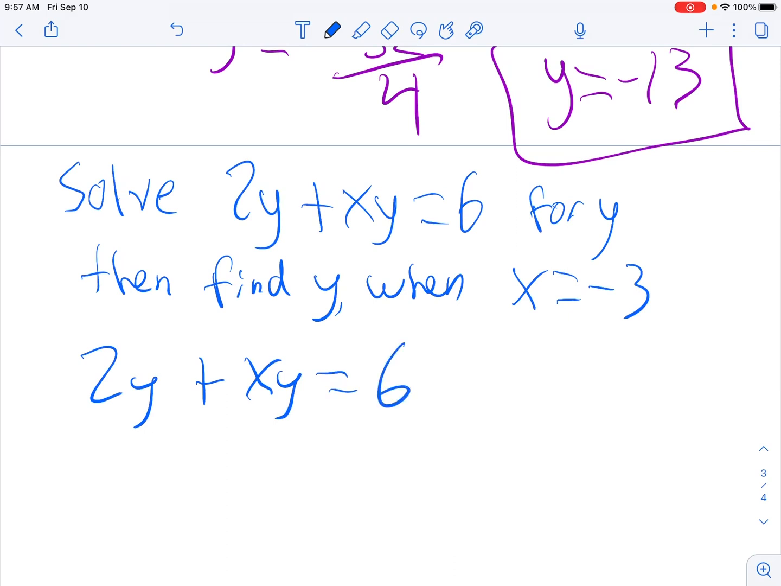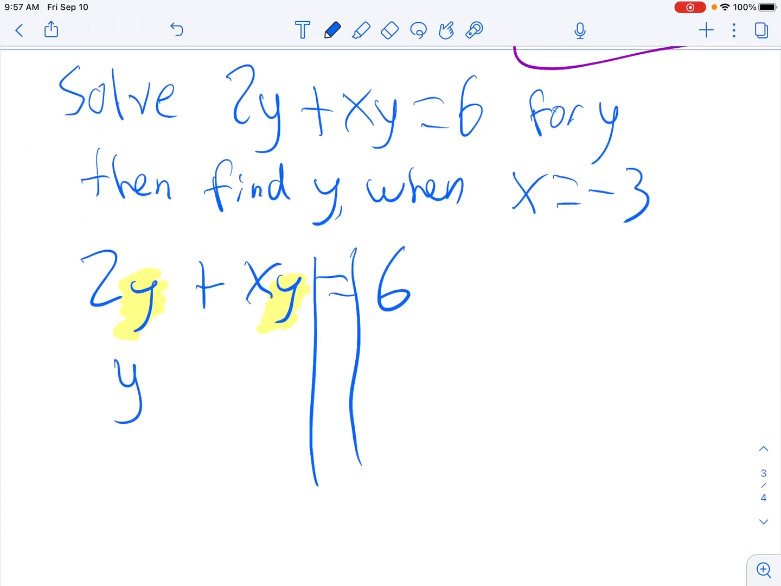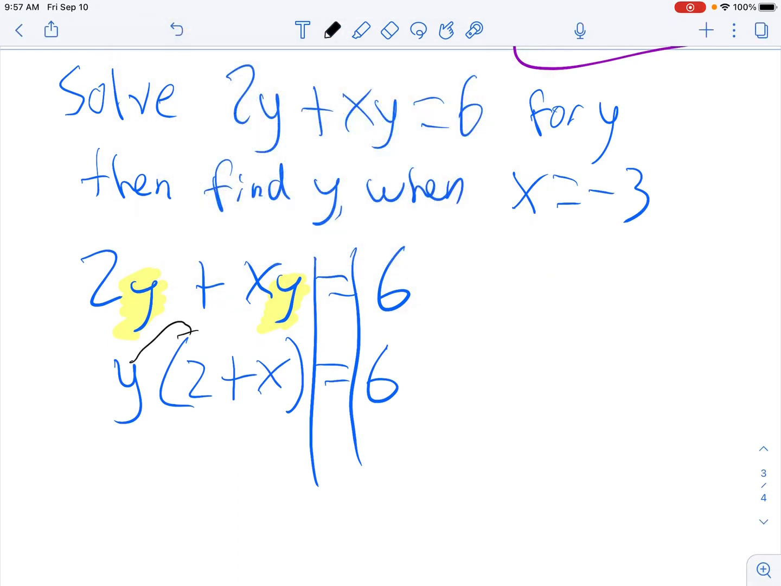All right, so I'm going to write my equation, 2y plus xy equals 6. And now I have to think, do I have anything in common that I can maybe factor out? And the answer to that is yes, because we have a y in both of our terms. So I'm going to factor out a y and be left with y times 2 plus x equals 6. So I want you to think about the distributive property real quick. Again, y times 2 is 2y. Y times x is xy. So I'm not changing my problem. I'm just changing how I write it.